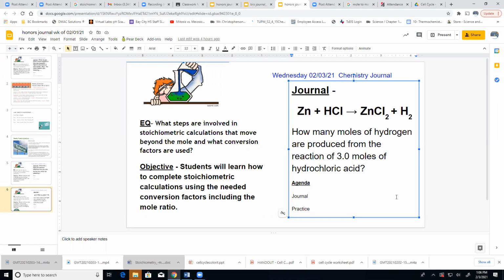All righty. All right, so first thing we have to do is balance it. I feel like this is always a class that I have issues with. So what do we need to do to balance that one? Right. Put a 2 in front of that HCl. It was pretty easy to balance.